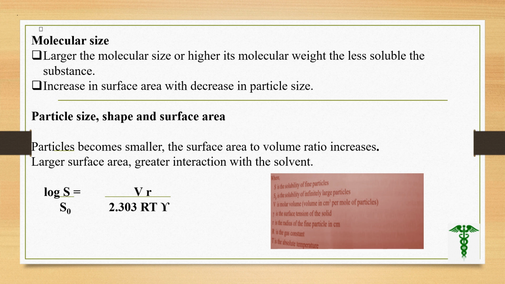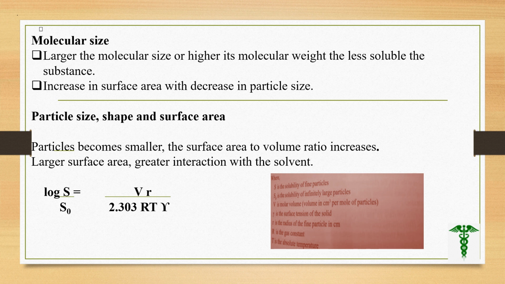First of all, the main factor is molecular size. As we know, if the particle size or molecular size is high, that is having less solubility. So, how to decrease the particle size? If the particle size is decreased, what happens? It will cause an increase in surface area. If there is more increase in surface area, more contact area is there, so thereby solubility increases.